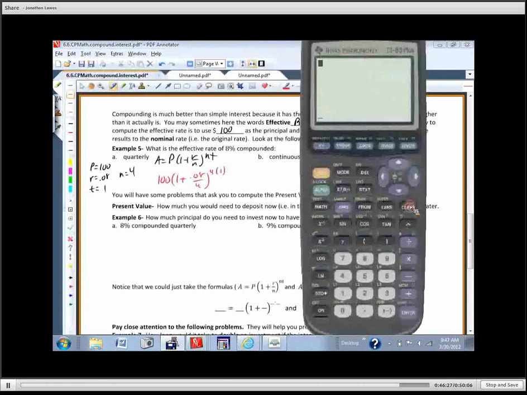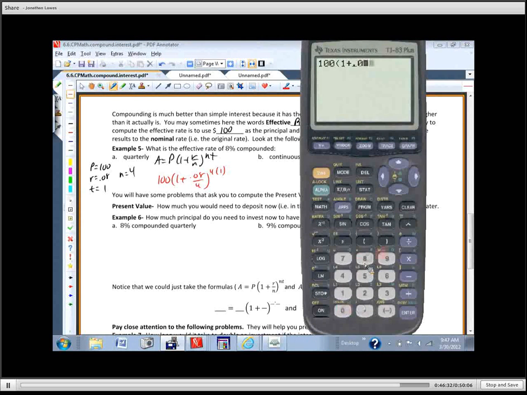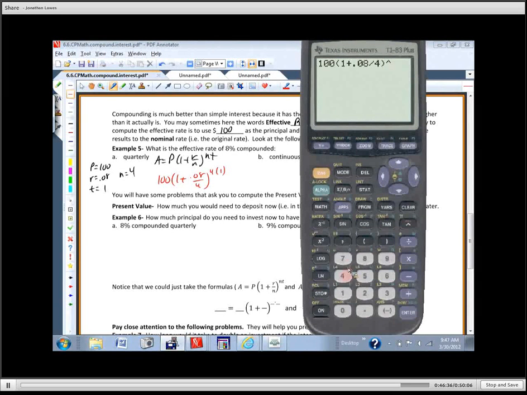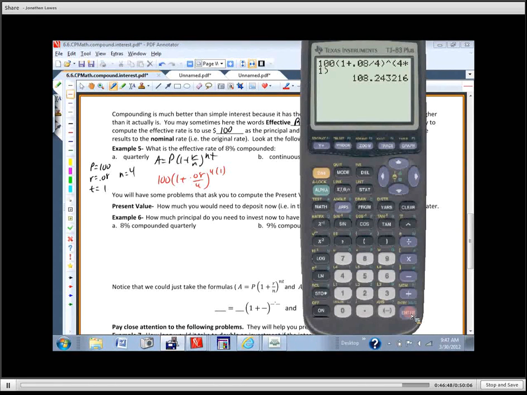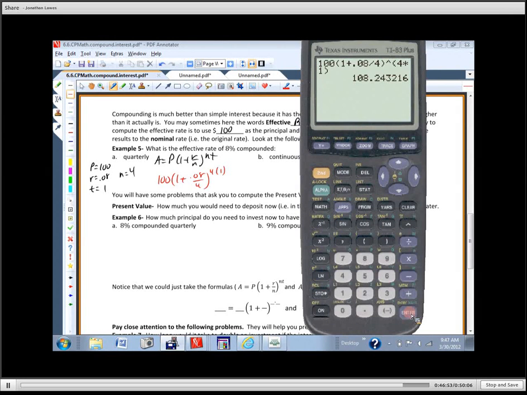So I'm going to clear this off so this looks good. 100, 1 plus 0.08 divided by 4, close the parens, and then the exponent is going to be, now I'm going to put this to the 4 times 1 just to drive home the point. N is 4 in both cases, and we're doing this for 1 year. Okay. 108.24.